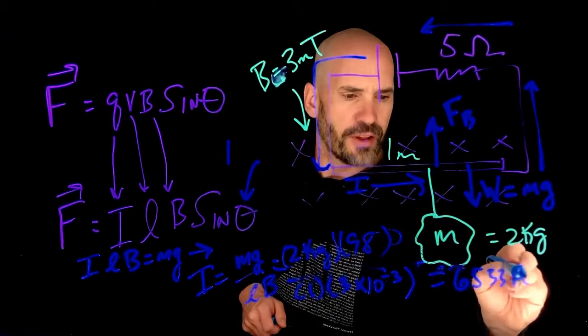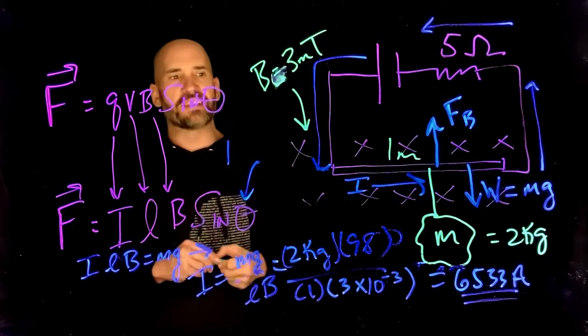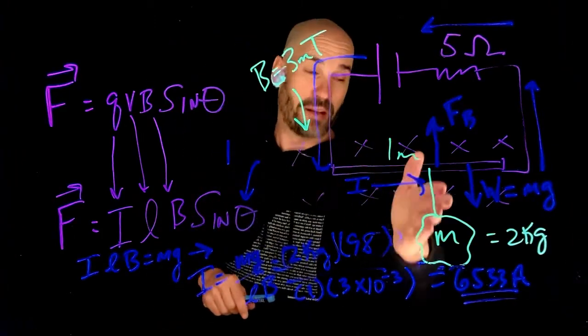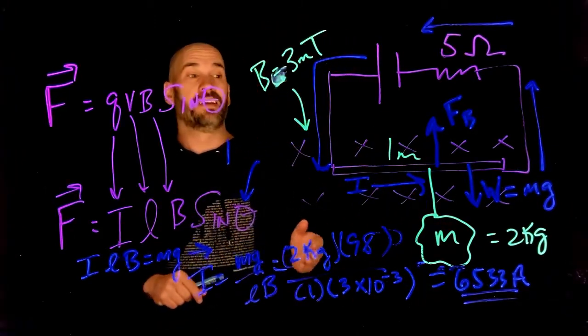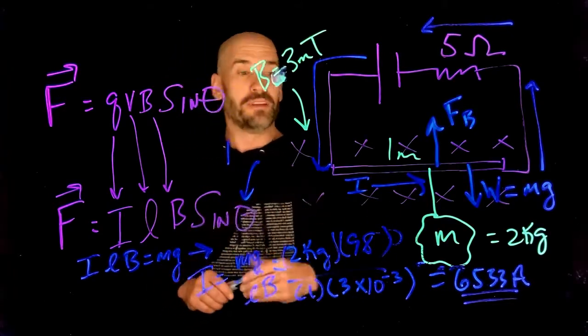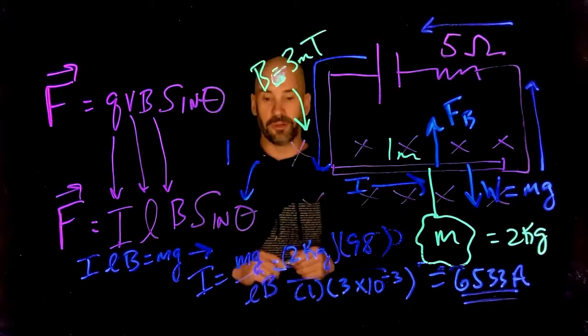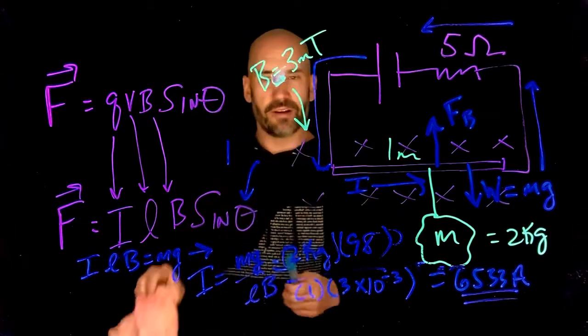If I do that, I get a current of 6,533 amps. It takes a lot of current to make that happen, which makes sense because you're actually balancing a 2 kilogram mass that's almost 5 pounds. So yes, you need a pretty big current, but the bottom line is you can do it, and that's pretty cool.